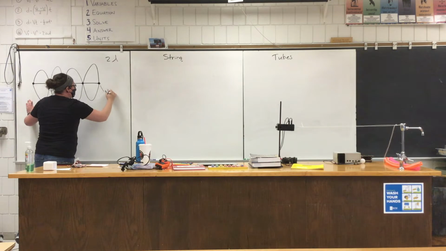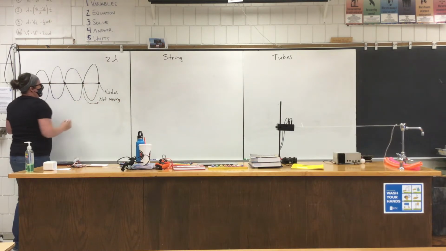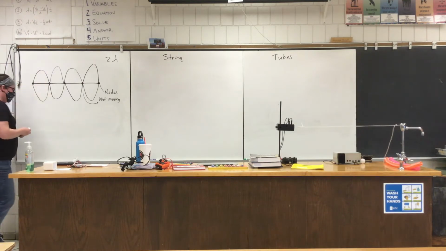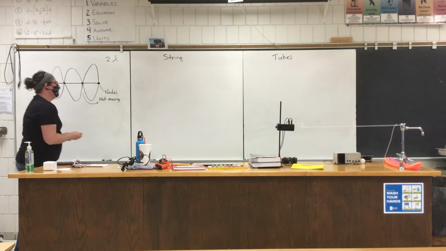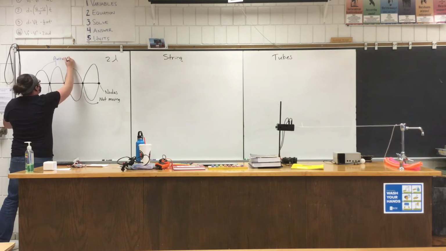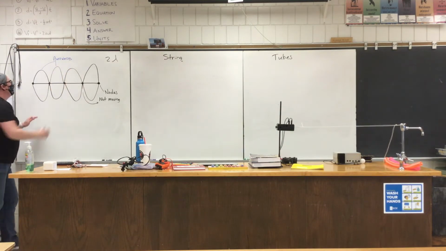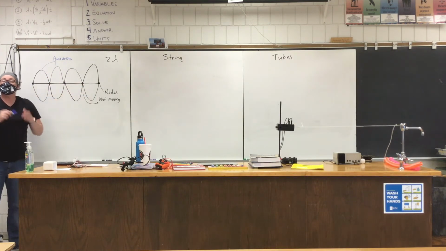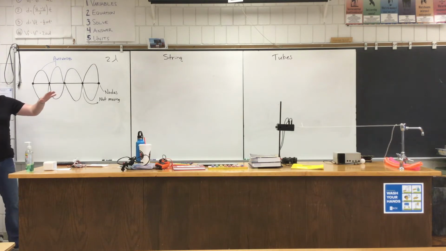these are called nodes. So all these little spots here that aren't moving are called nodes. And so in this one we would have 5 nodes. The other thing is, this spot where they're moving a lot, those are called antinodes. So where it's moving a lot, it's called an antinode. Where it's nice and still, it's called a node. And this will help us determine what those requirements are in order to make a standing wave occur.